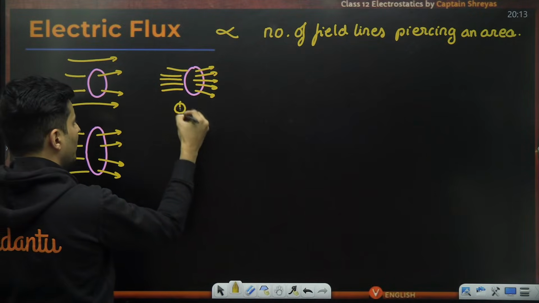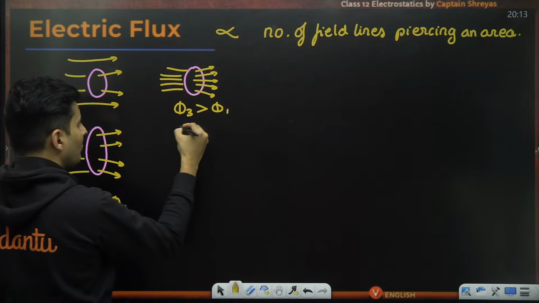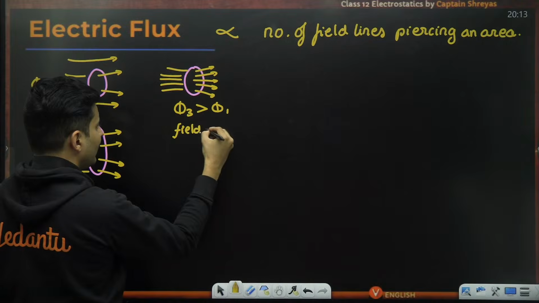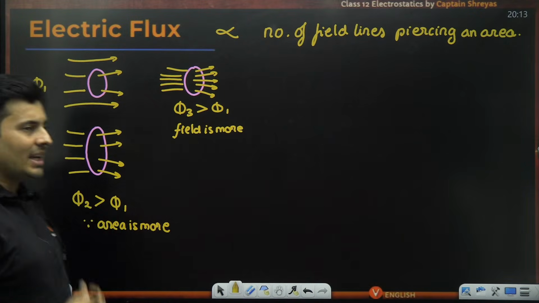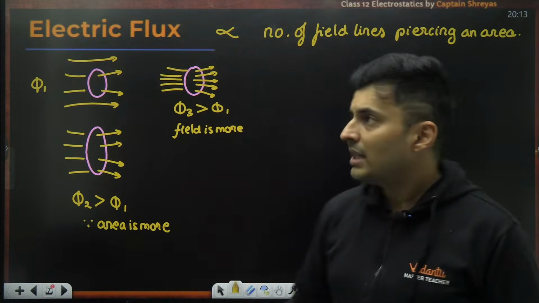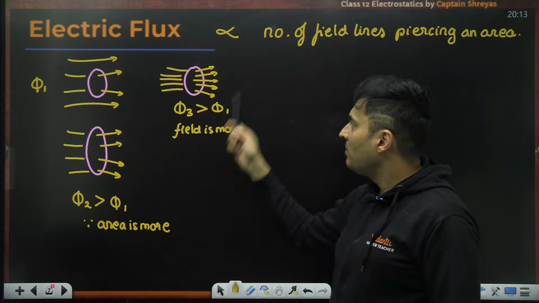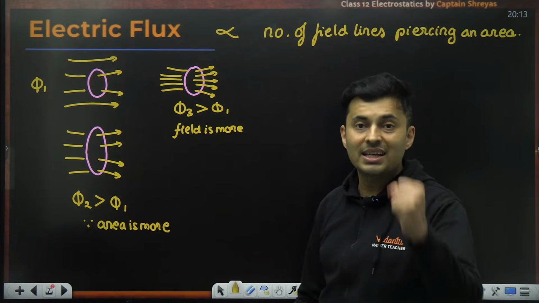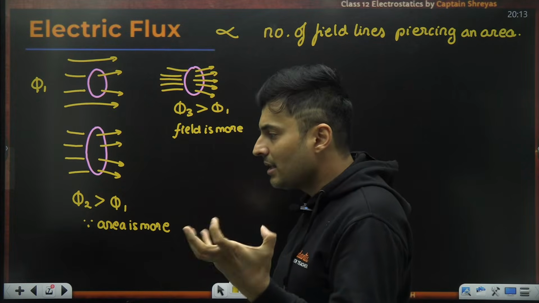So in this scenario also, flux number 3 will be more than flux number 1, because the field is stronger. So in general, now I can sense that the flux depends on the area. It also depends on the field strength, basically electric field. Do you guys see this clearly coming through?